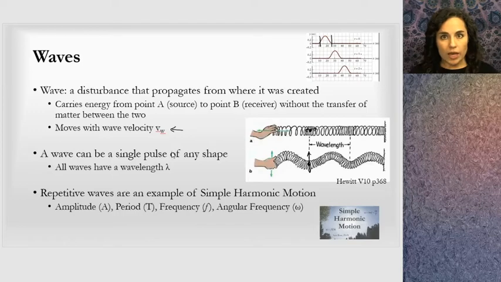The thing about waves and why it's in this unit is that repetitive waves are an example of simple harmonic motion. So when you look at properties of simple harmonic motion, which I had covered in a prior lesson, waves also have these properties. This includes amplitude, period, frequency, and angular frequency. Remember that omega is 2 pi times the frequency, and the frequency is 1 over the period. So you get this relationship between omega and the period. So this is true for waves as well.